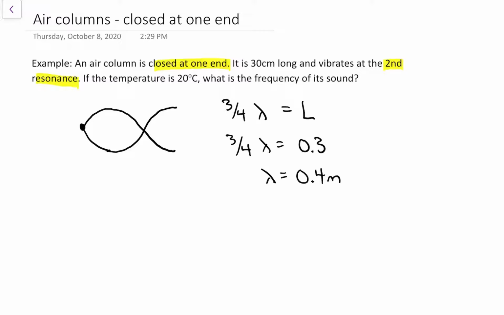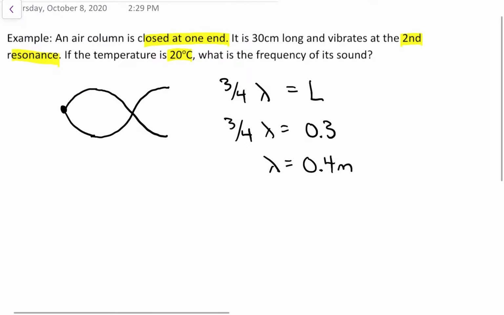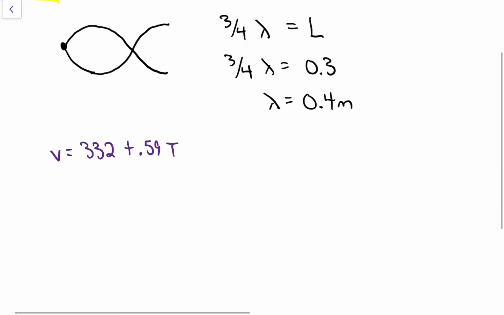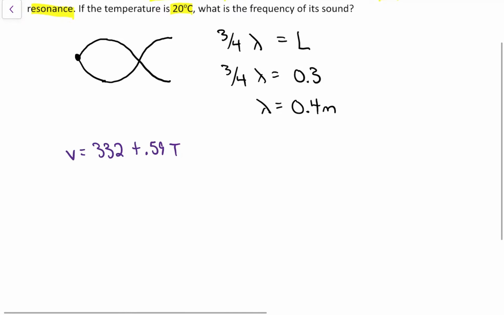If we cared about wavelengths of sound, we'd be done. But in sound, we often care about the frequency. We can get frequency from our universal wave equation. From now on, whenever we see a temperature in disguise, that's really telling us the speed of sound. Speed of sound is always 332 plus 0.59 times temperature. So for the numbers made up this time, that's 332 plus 0.59 of 20, which I'm getting as 343.8.